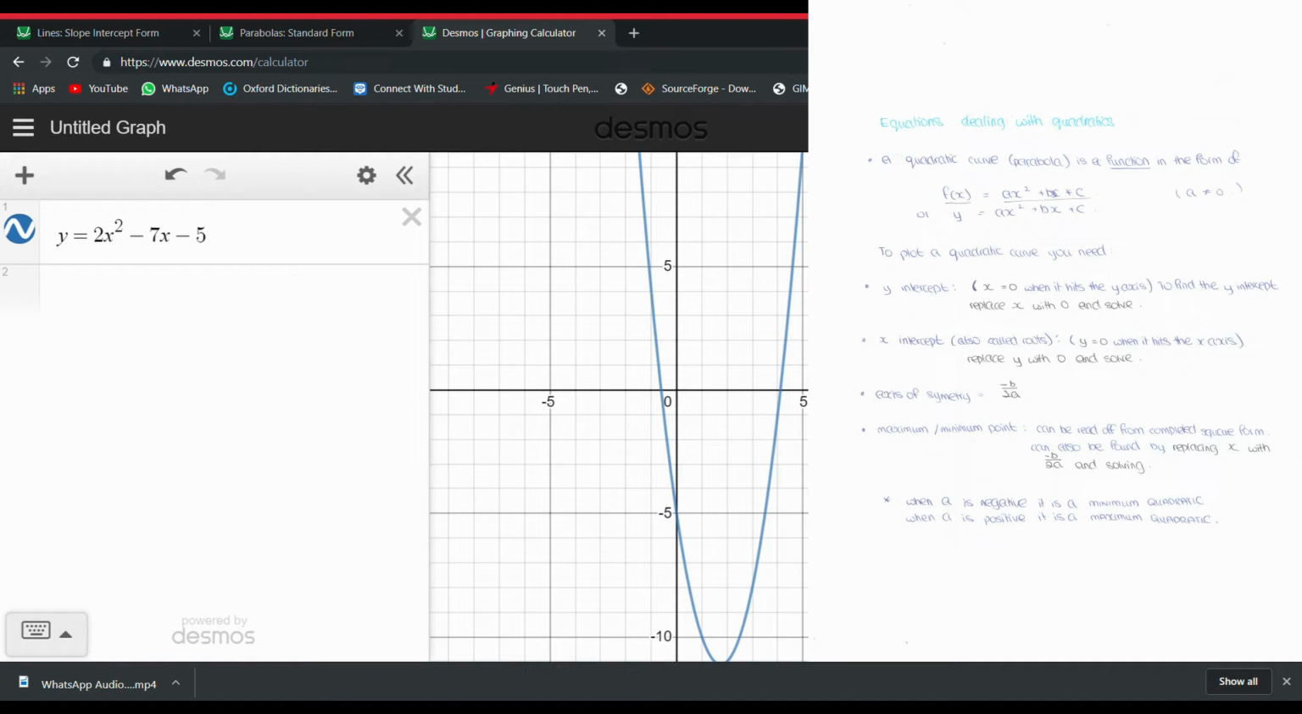So now you have to say 2x, you do the same thing you do for finding the y-intercept. Except this time, you set y to 0. So 2x squared minus 7x minus 5, because y equals 0, because that's where this line meets the x-axis. So from that you'd solve the quadratic equation, like factorize it.